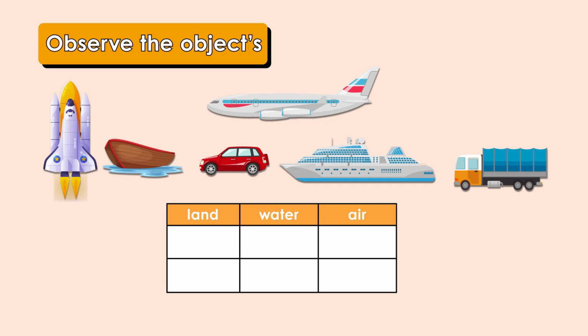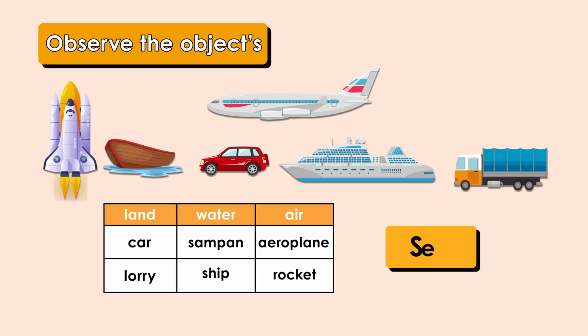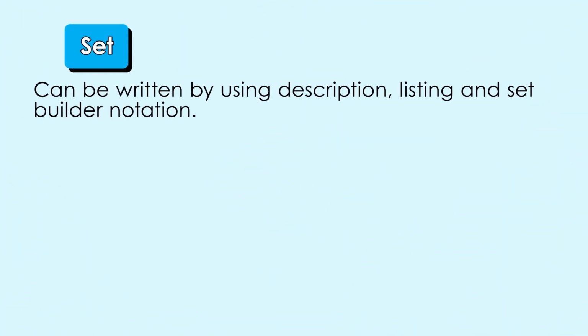Car and lorry are examples of land transport. Aeroplane and rocket are air transport, whereas sampan and ship are water transport. Thus, the objects which have common characteristics will be classified into the same group. Each of these groups is known as set. Now, how do you describe set? Set can be written by using description, listing, and set builder notation.